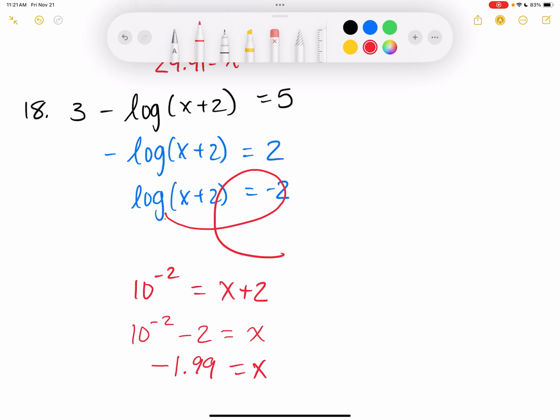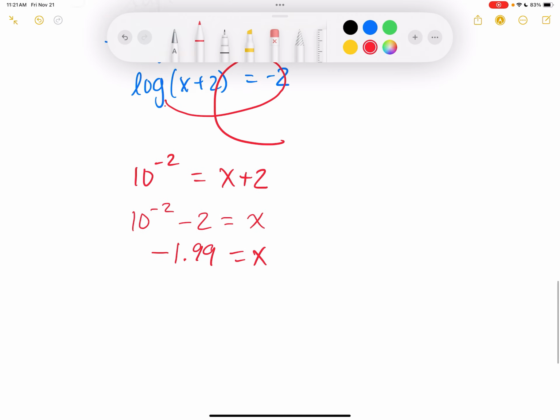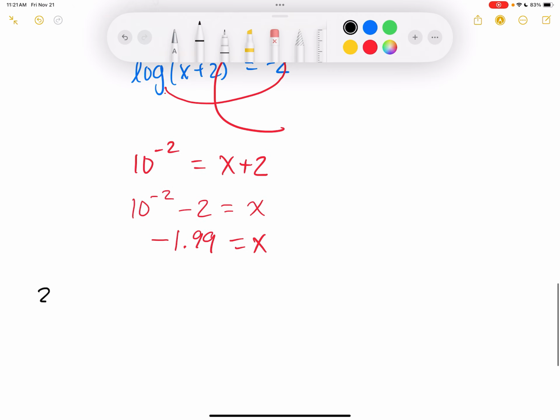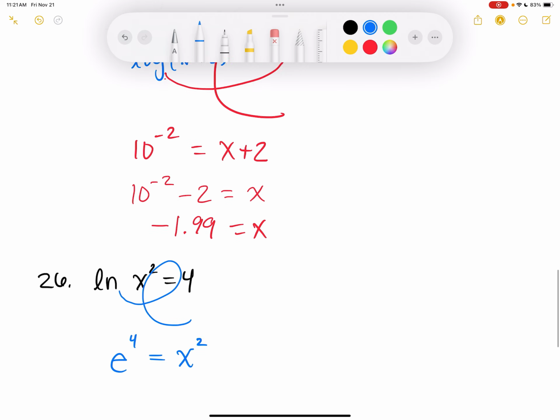All right, solve the equation by the method of your choice. It says support your solution by a second method. We're not doing that. Number 26: the ln of x squared equals 4. So, I'm going to solve this. We start here at the base, loop around. So I have e to the 4th, since ln is log base e, equals x squared.